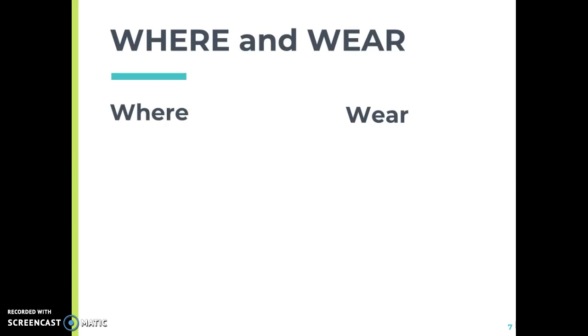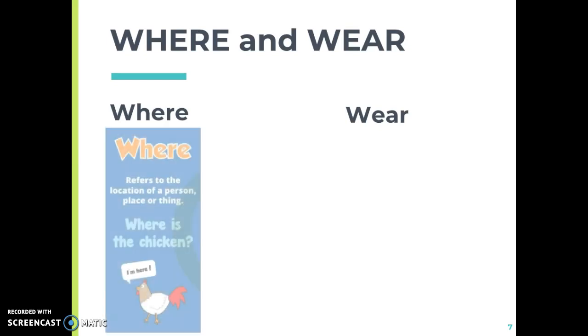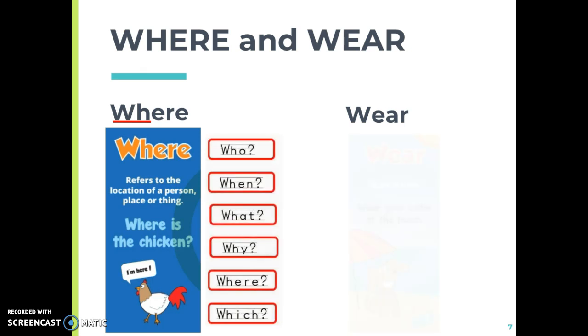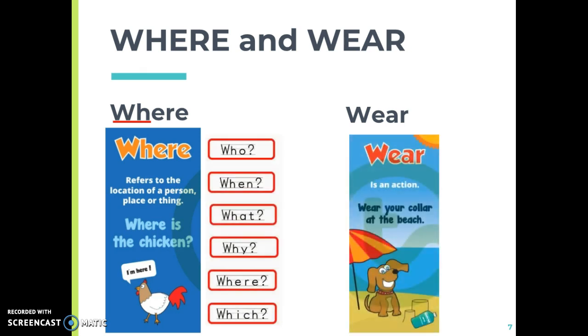The first where refers to the location of something, like where is the chicken? You can remember that it's a question word because it starts with WH, the way many question words do. The second wear means to have clothes or accessories on, like the dog should wear its collar, or to break down something, like these students wear me out.